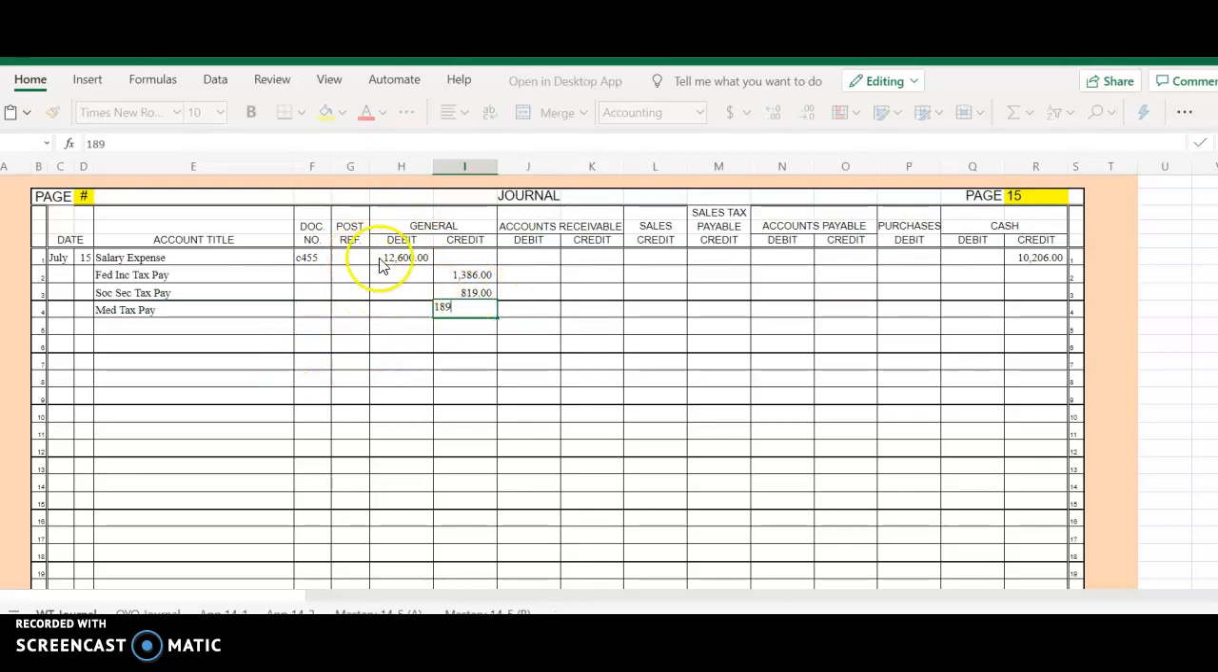$189. Okay, so we've got one debit, and we've got 4 credits that all add up. So we're in balance, because if we added our credits to this, it would come out to that. So that's how you do 14.1, recording payroll taxes.